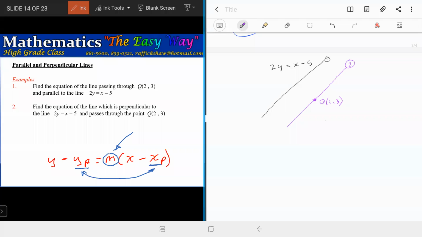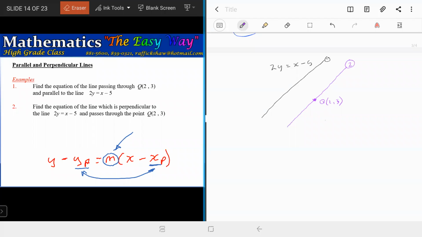xp and yp are the known points. The y and the x out here are just your general values. So it is the xp and the yp you need to know, and you also need to know the gradient.